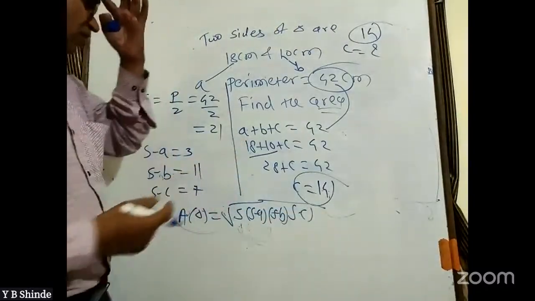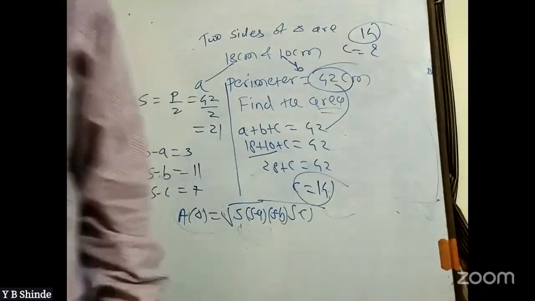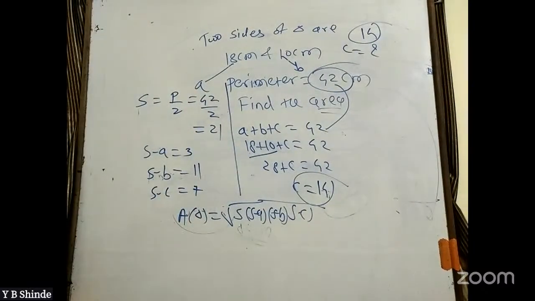See whether anything is wrong or not. Verify. It may be wrong sometimes. Calculation. 42 is your given perimeter.